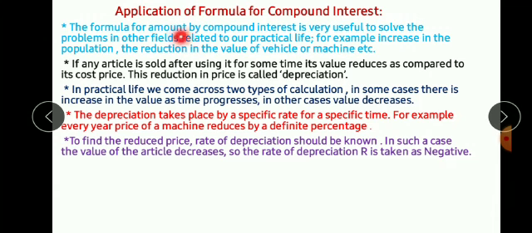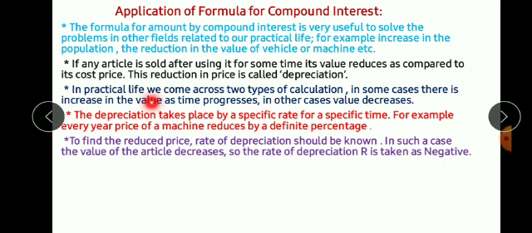The formula for amount by compound interest is very useful to solve problems in other fields related to our practical life. For example, increase in the population. This is an example of practical life. The reduction in the value of a vehicle or machine is also an example of practical life. If any article is sold after using it for some time, its value reduces as compared to its cost price. This reduction in price is called depreciation. If you use any article for some time and wish to sell it, naturally its value reduces, then this reduction in price is called depreciation.